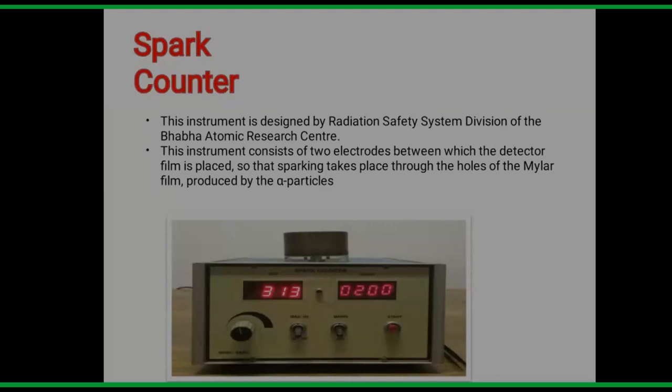If we are counting the alpha particles, we place the plastic detector, 3 by 3 centimeters, in this spark counter.